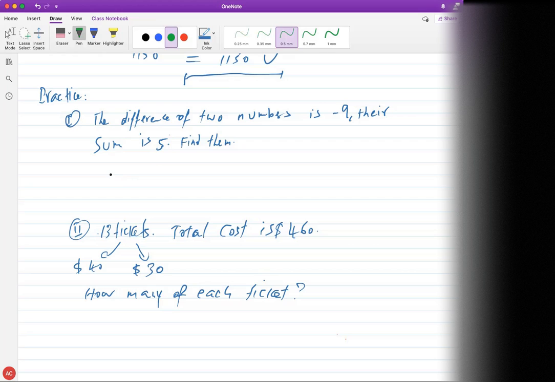For the first one, my equation was x plus y equals 5. Okay. And then? That's one of the equations. What's the other one? x minus y equals -9. That's right. x minus y is -9. What did you find for the numbers?